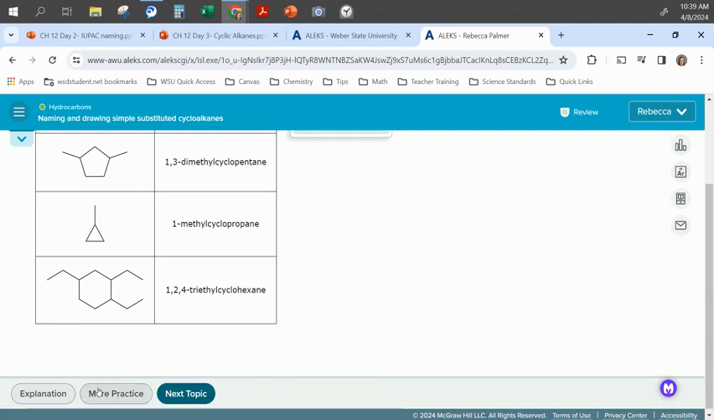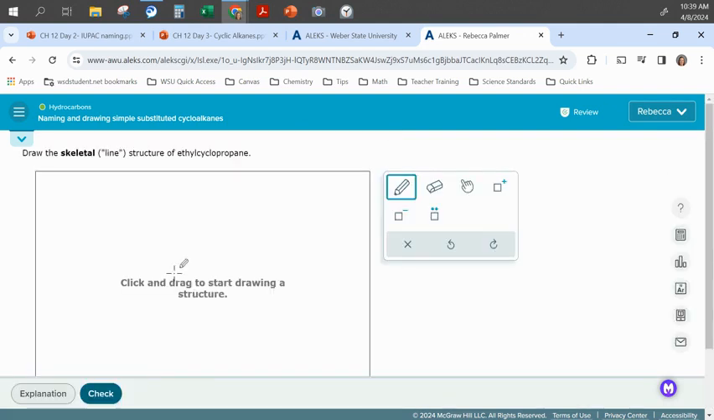Great. Let's do one more drawing on this topic, and then we'll go to the last topic. Draw the skeletal line structure of ethyl cyclopropane. Oh, propane. What's that one? That's that triangle. Let's see if we can draw a triangle. And then they didn't give me a number. That's because there's only one group. It doesn't matter. I'm going to try my best to draw an ethyl group. So I'm going to draw straight up and then over. This is 2 carbons, 1, 2. That's ethyl. Ethyl cyclopropane.